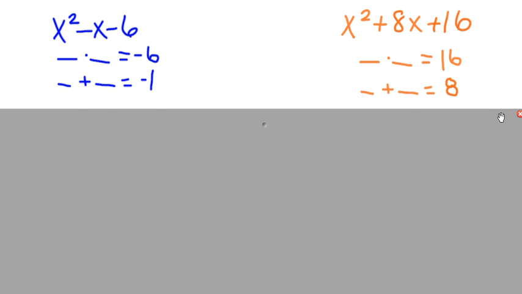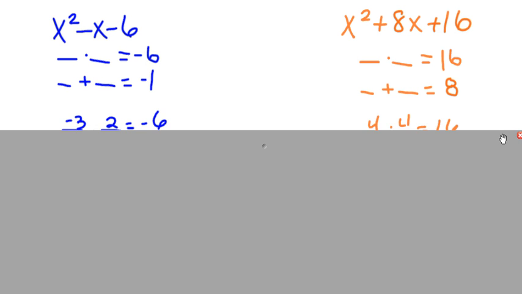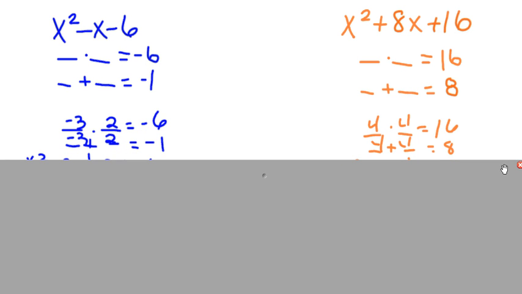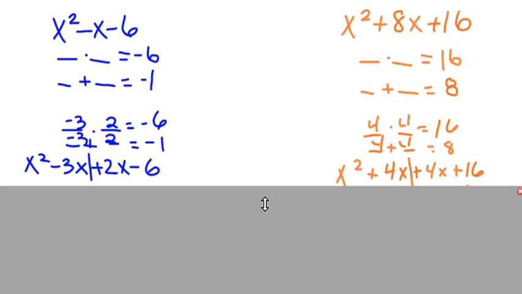We want to find numbers that will work for both the product and sum rule. And so we know we can use a -3 and 2 to make both rules work here. We can use a 4 and 4 to make both rules work here. Again, we want to take those two numbers that we used and rewrite our polynomial, so now it has 4 terms as opposed to 3 terms.